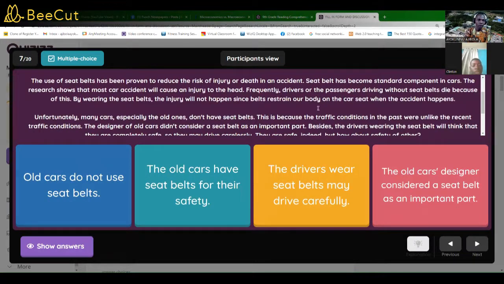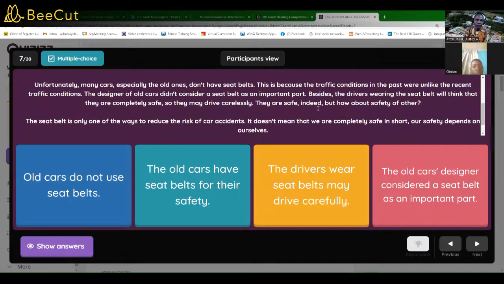Because of this, by wearing it the injury will not happen since the seatbelt restrains our body on the car when the accident happens. Unfortunately, many cars, especially the old ones, don't have seatbelts. This is because the traffic conditions in the past were unlike recent traffic conditions. The designer of old cars didn't consider a seatbelt as an important part. Besides, the drivers wearing seatbelts will think that they are completely safe, so they may drive carelessly.